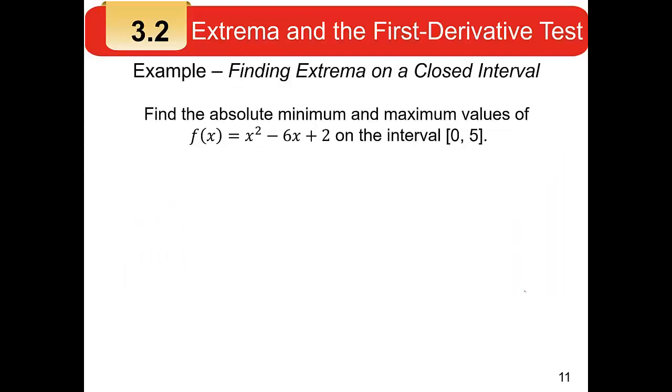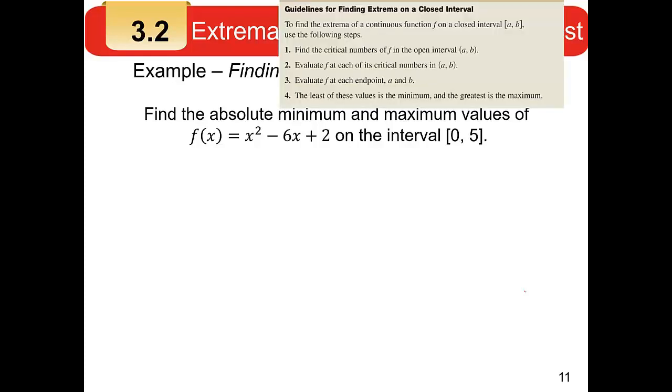For example, if I ask you to find the absolute minimum and maximum values of this function f of x equals x squared minus 6x plus 2 on the interval from 0 to 5, then the first thing you would do, of course, is to find the critical numbers, and that involves finding the derivative. So you take the derivative. That's a simple polynomial. It's going to be easy. So f prime of x is 2x minus 6. Then to find the critical numbers, you find where the derivative is equal to 0 or where the derivative is undefined.